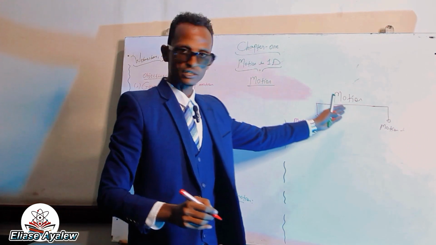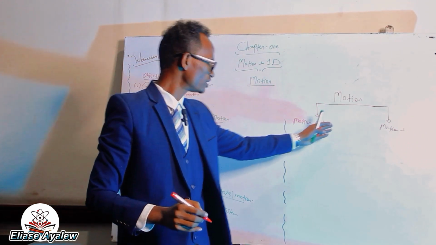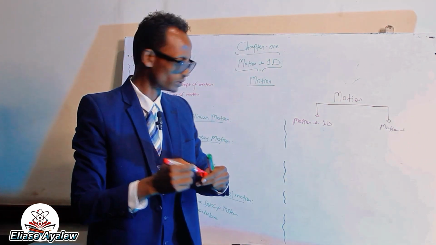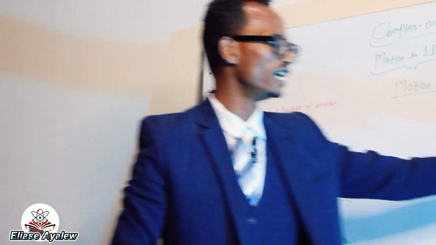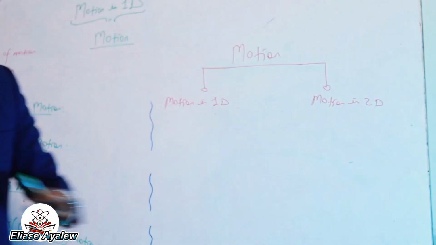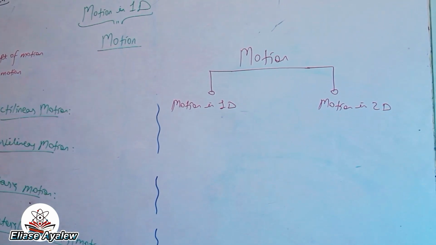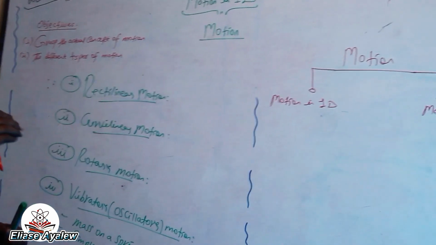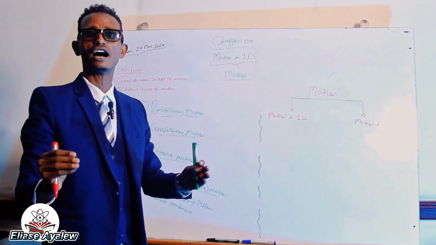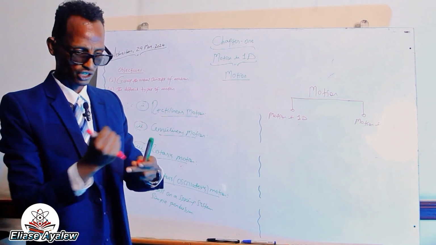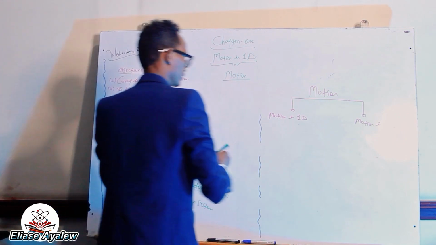Therefore, based on the dimension of moving objects, motion can be classified into two: motion in one dimension and motion in two dimensions. In this case, dimension means direction. Among the four different types of motion, both rectilinear motion and vibratory motion are examples of motion in one dimension.